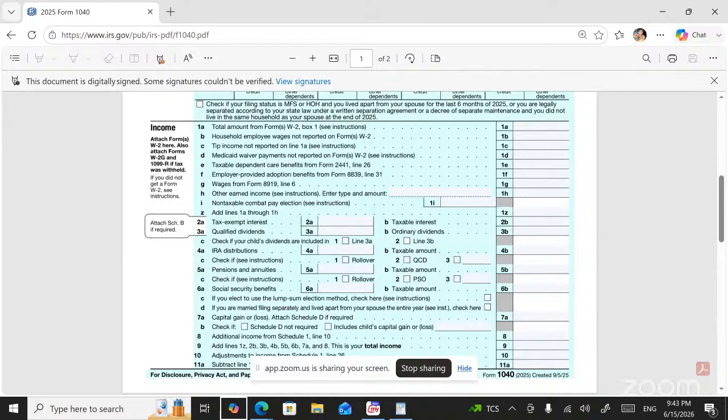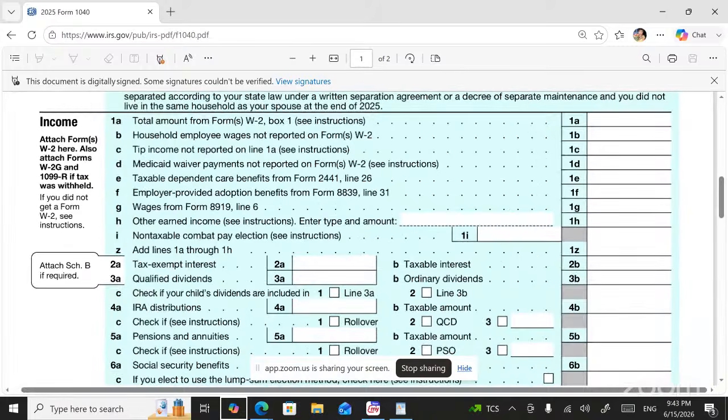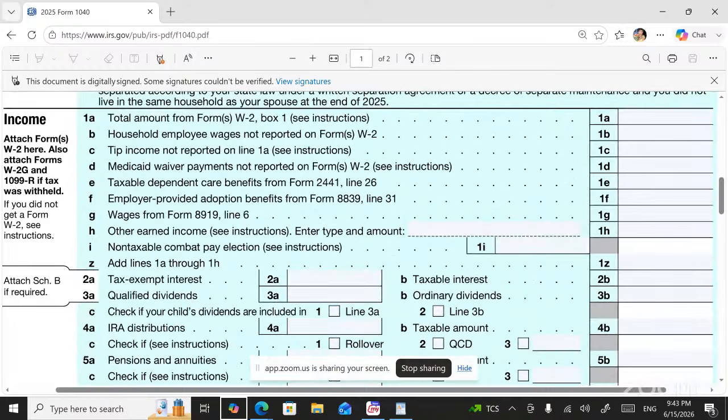The copy received by the employee is used at the time of filing his return. So now we are talking about an employee who is filing his return using W2 form details. Now coming to 1B, household employee.